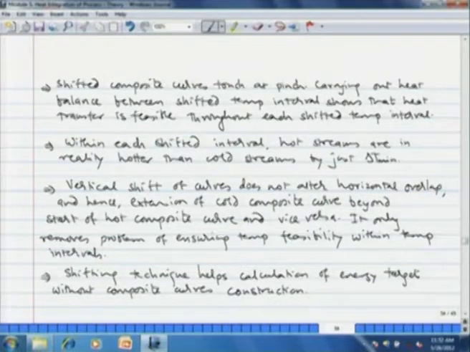The vertical shift of the curves does not alter the horizontal overlap, and hence the extension of the cold composite curve beyond the start of the hot composite curve and vice versa. So the QH min and QC min do not change. It only removes the problem of ensuring the temperature feasibility within the given temperature interval. Shifting techniques also help in calculation of the energy target without actually plotting the composite curves graphically. Now let us see how.